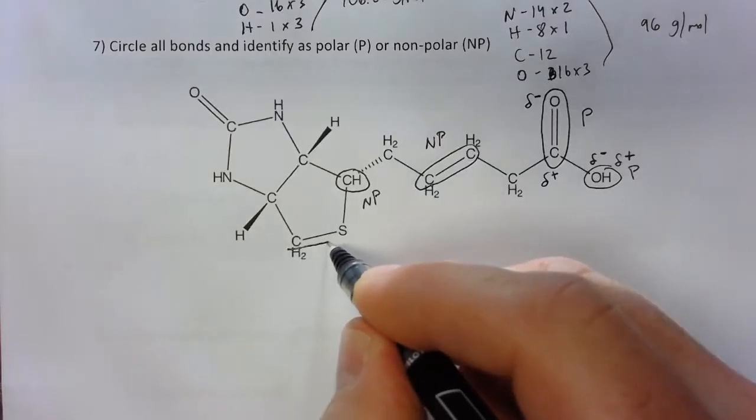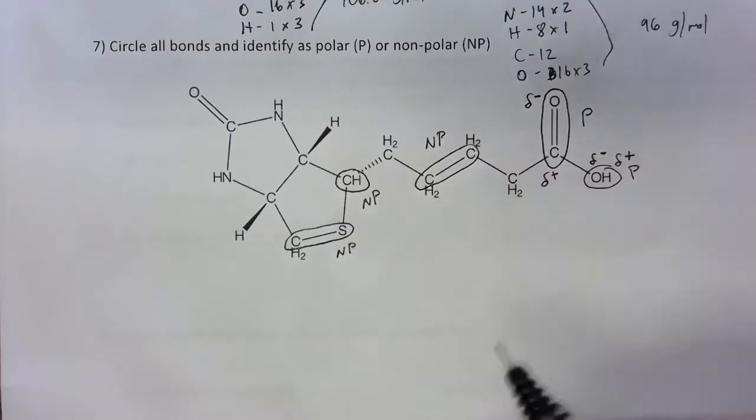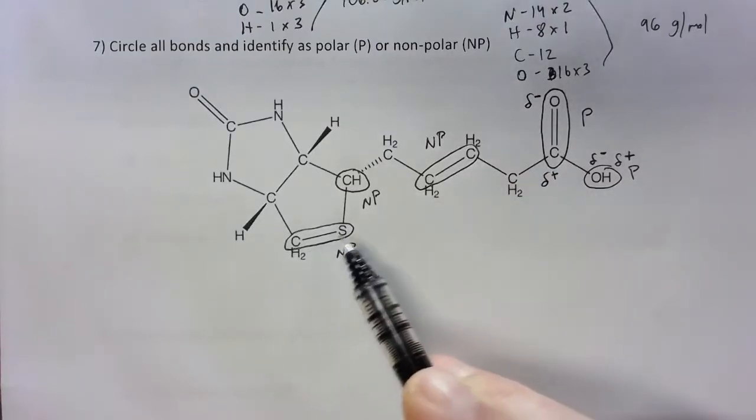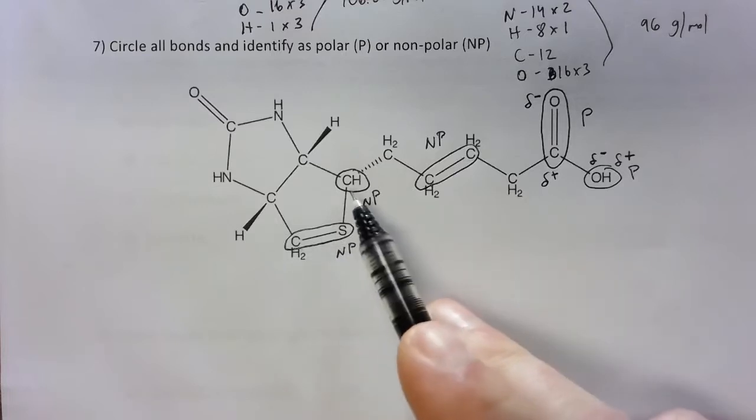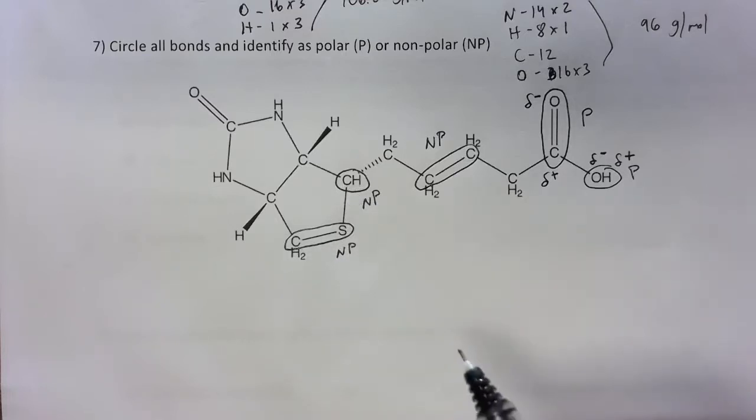Down here I have a CS bond, also nonpolar. Very similar electronegativities between C and S, same for C and H. So they pull on the electrons in the bond about equally, which means that there's an equal distribution of those electrons and no partial charges.